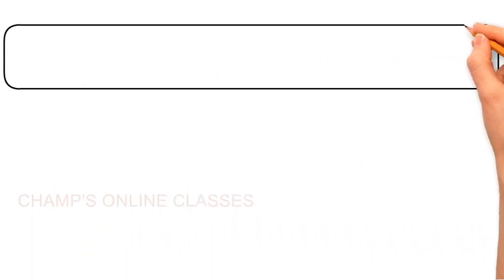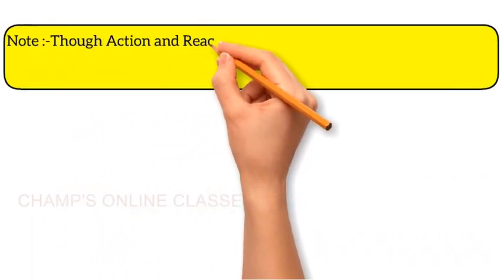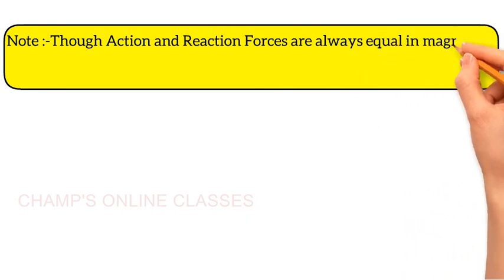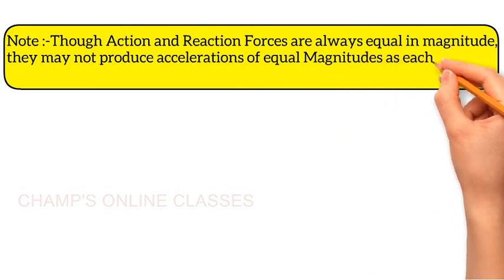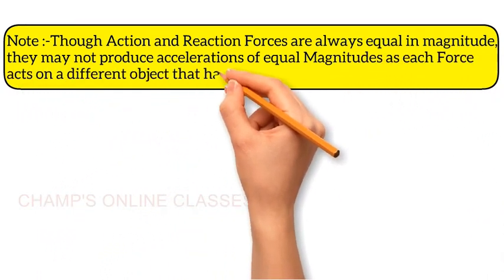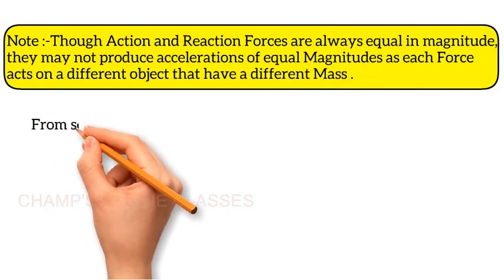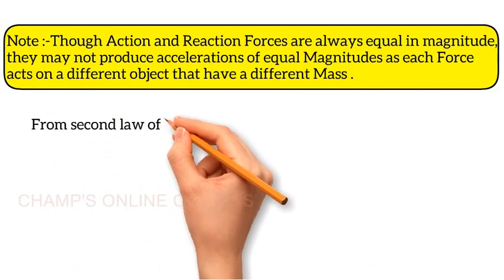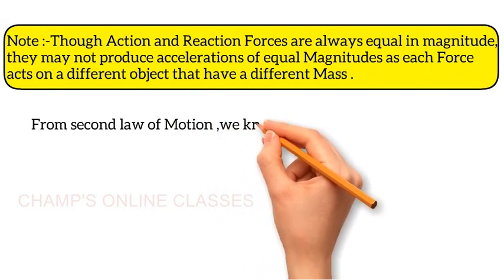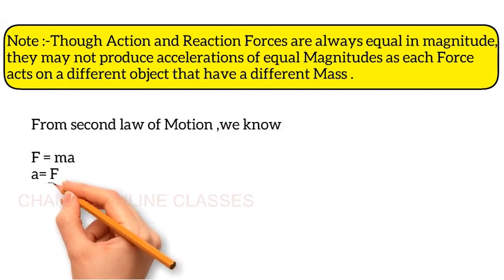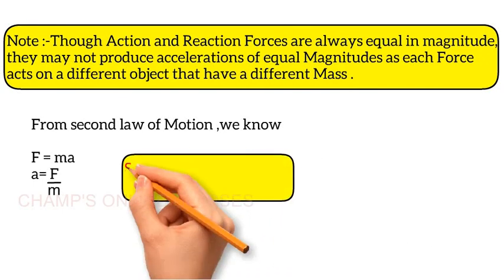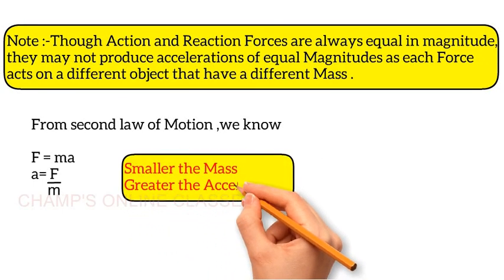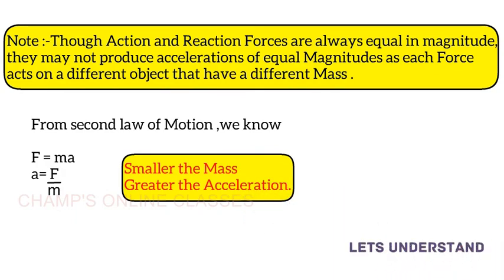There is an important note here. Though action and reaction forces are always equal in magnitude, they may not produce acceleration of equal magnitude, as each force acts on a different object that has a different mass. From the second law of motion, we know force is a product of mass and acceleration. Therefore, acceleration is equal to force upon mass. Here we can see acceleration and mass are inversely proportional. That is, smaller the mass, greater the acceleration. Let's understand this by some examples.